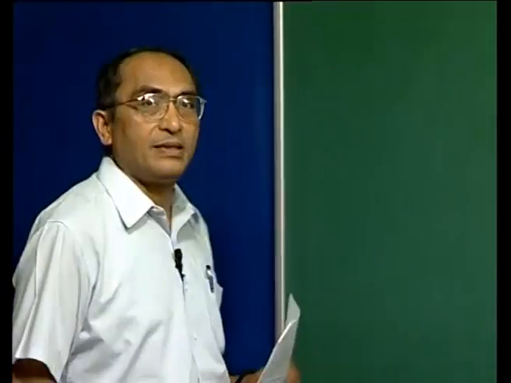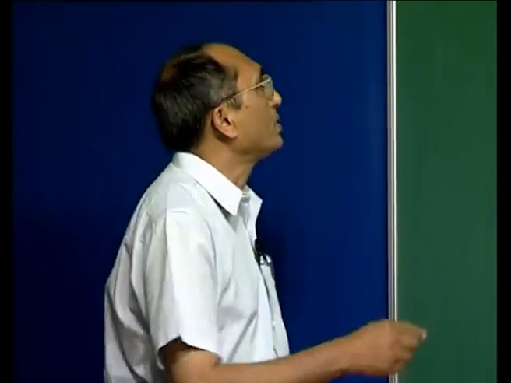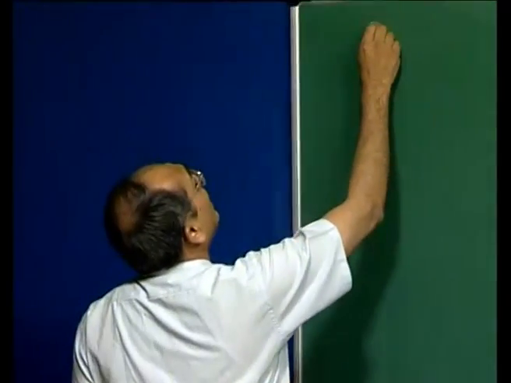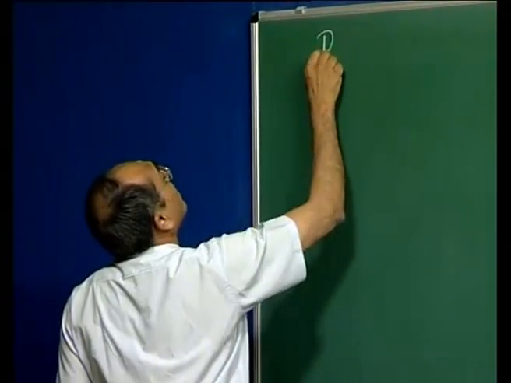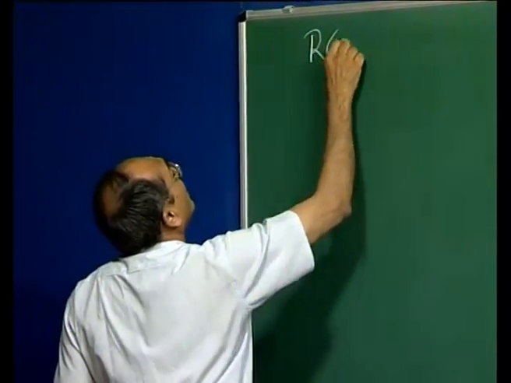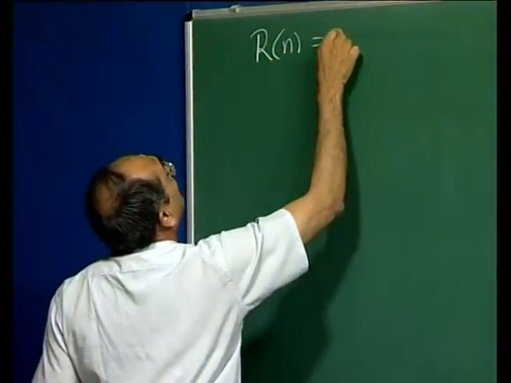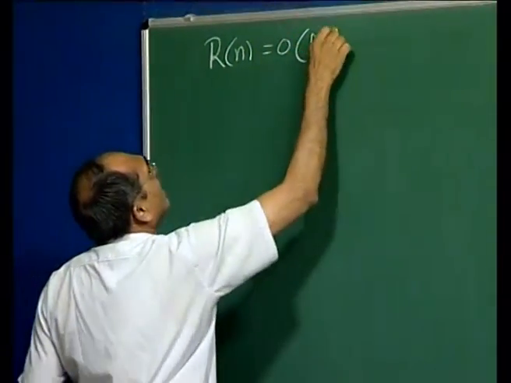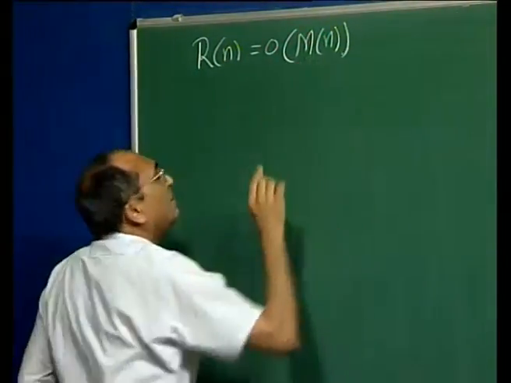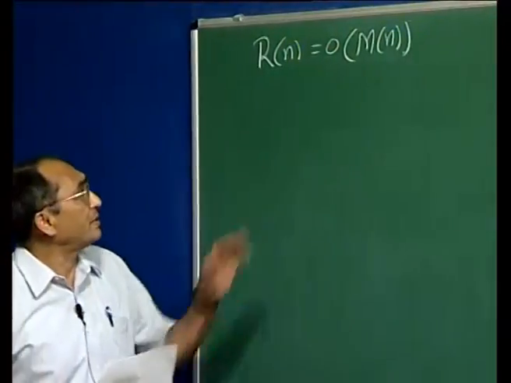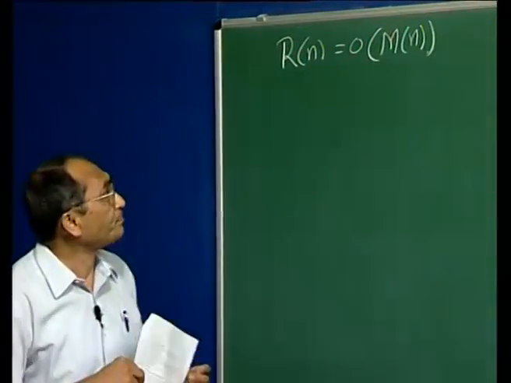Hello. So, recollect that in the last lecture we had shown that the complexity of computing the reciprocal of an n-bit number was of the order of the multiplication of two n-bit numbers. This is what we had shown last time.